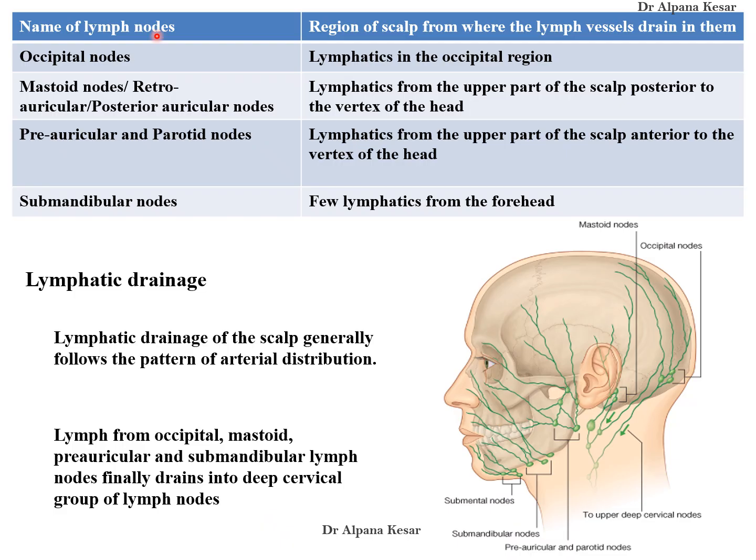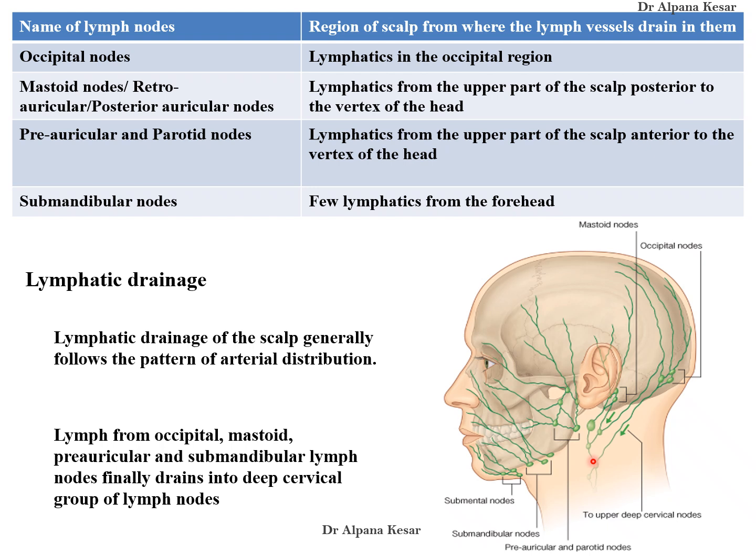Lymph nodes of the scalp. Before we do the lymph nodes of the scalp, let us try to understand what is lymph. Interstitial fluid enters the lymphatic vessels and becomes the lymph. The lymph then flows through the lymph nodes where the filtration of lymph takes place. From there, the lymph enters into bigger lymphatic vessels to reach yet another group of lymph nodes where the filtration of lymph takes place again.